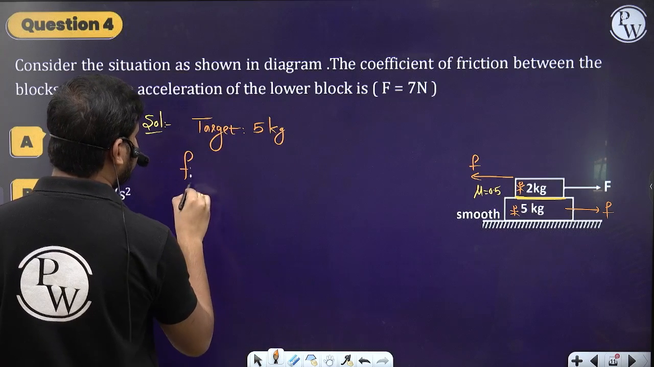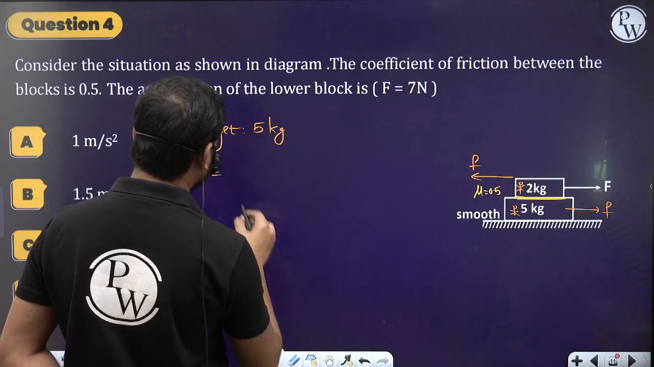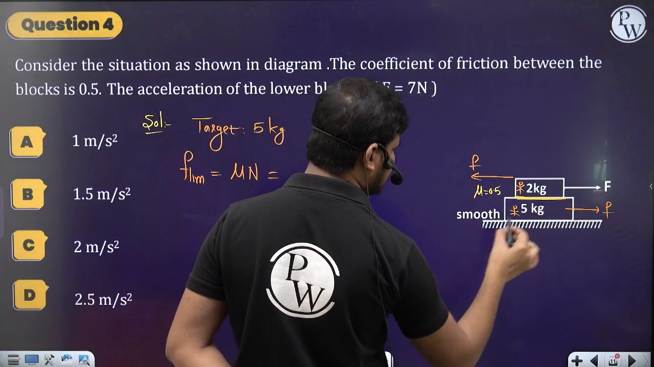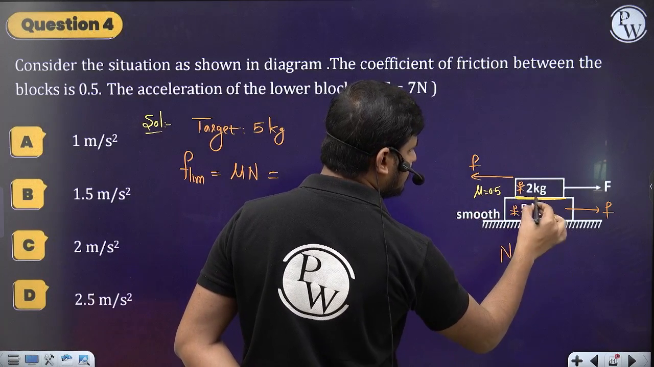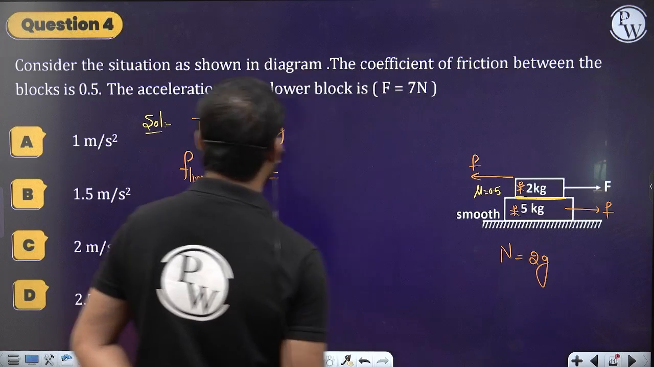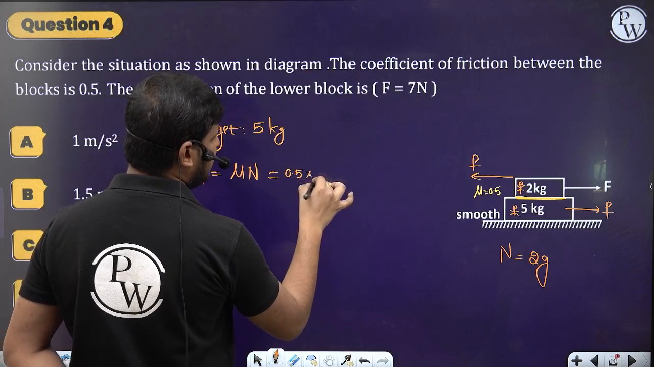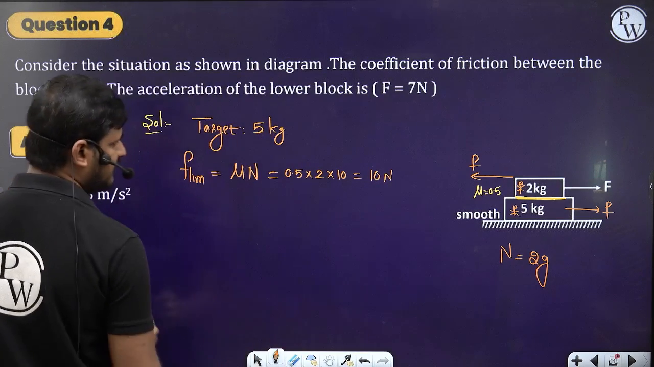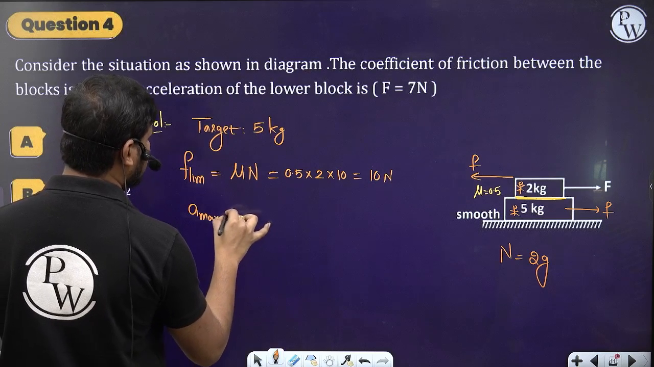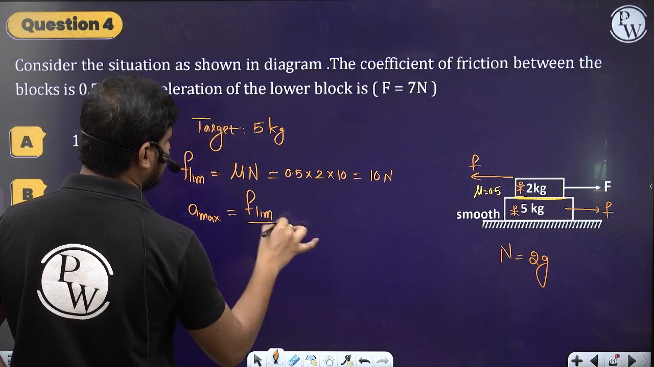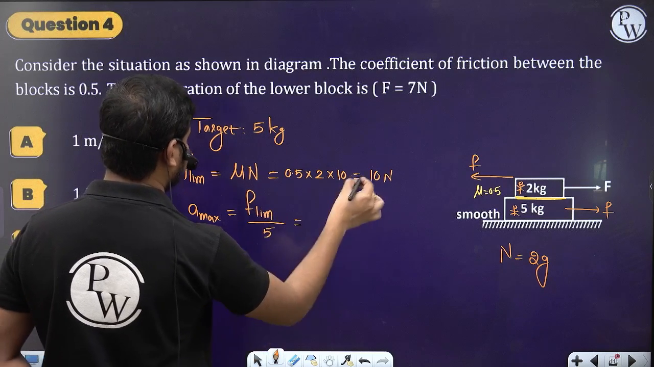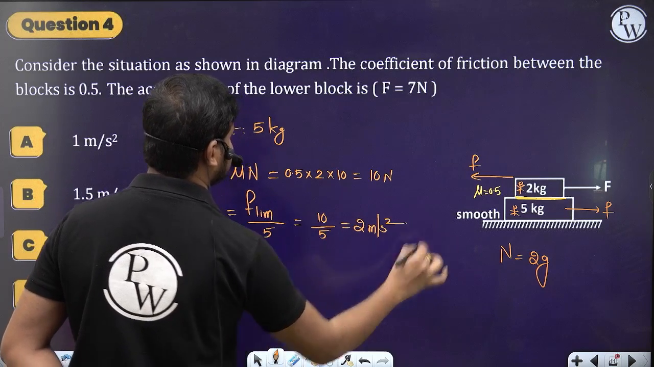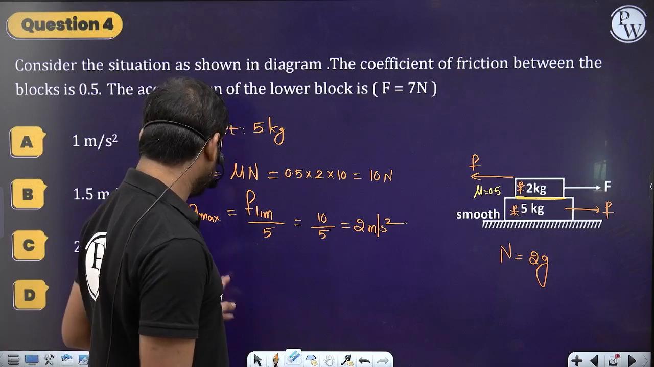Then find the F limiting between the two blocks. F limiting is equal to the coefficient of friction into N, right? Between the two blocks. So mu N is equal to, here above the point of contact only 2 kg is there. So that's why 2g. So mu is 0.5, N is 2 into g is 10. So this is going to be 5 into 2, 10 newtons is the F limiting. Then find A max. The A max is F limiting by the target block mass 5. So F limiting is 10, target block mass 5, which is 2 meters per second squared. So this is the maximum acceleration, guys.